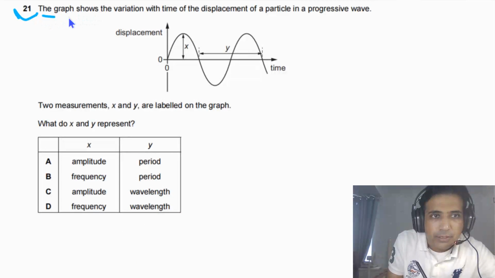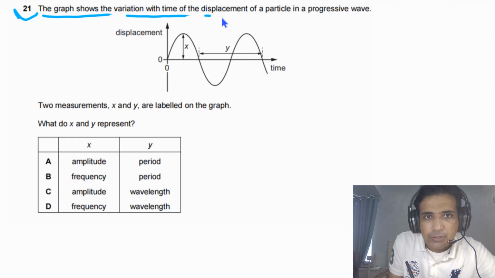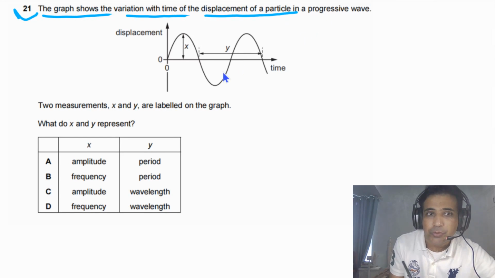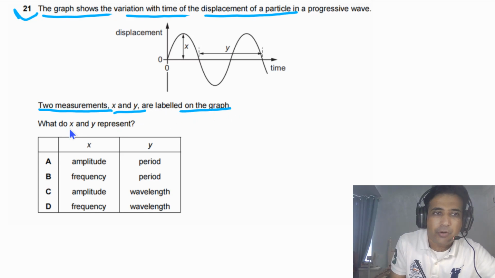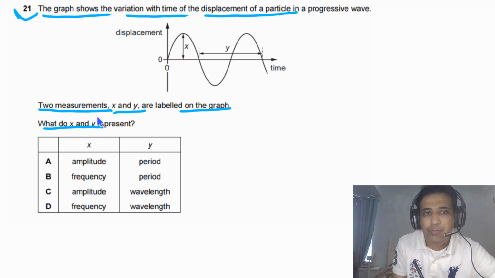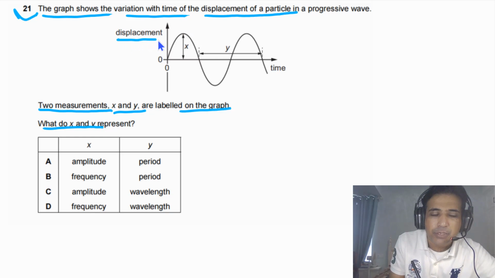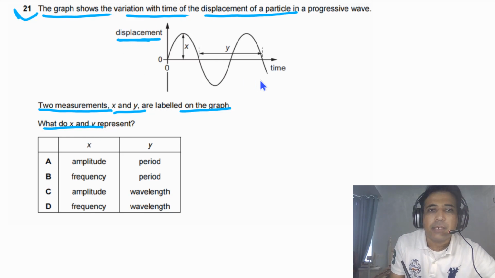Question 21 says the graph shows the variation with time of the displacement of a particle in a progressive wave. Two measurements x and y are labeled on the graph. What do x and y represent? So we have displacement on the y-axis and time on the x-axis. So x is the maximum displacement, representing amplitude, because this is the maximum displacement of the particle.